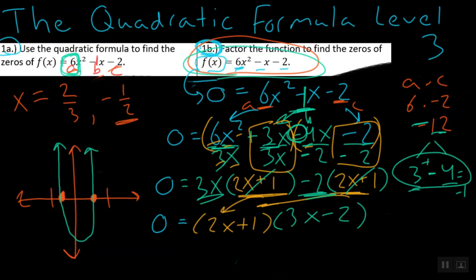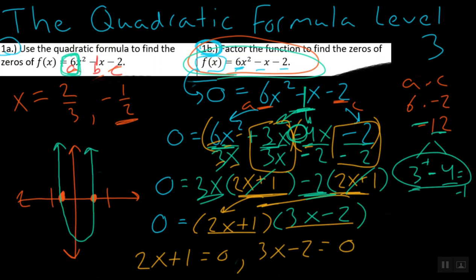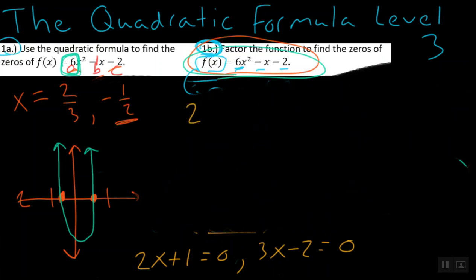Now remember, you're not done. You have to set both of these factors equal to what? Well, you have to set them both equal to 0. So we say, well, you know, 2x plus 1 is equal to 0, comma, and 3x minus 2 is equal to 0. I would encourage you to pause the video, finish taking your notes. Let me pause and clean this up a little bit. Okay, so we have that 2x plus 1 is equal to 0, and that 3x minus 2 is equal to 0.